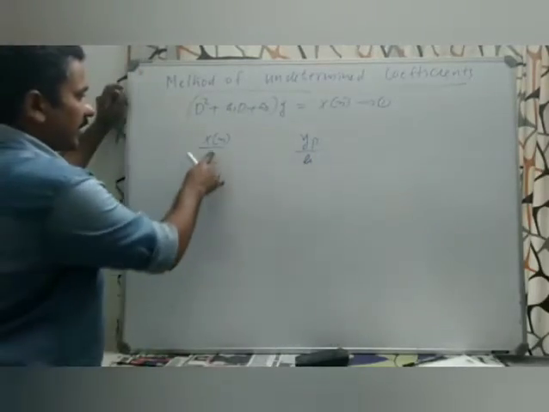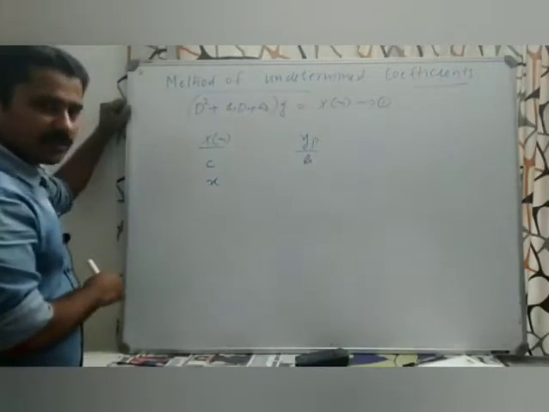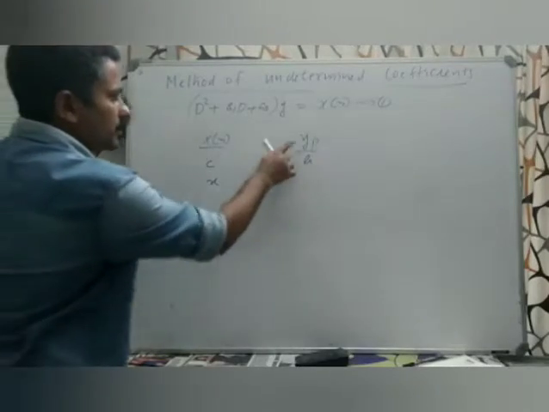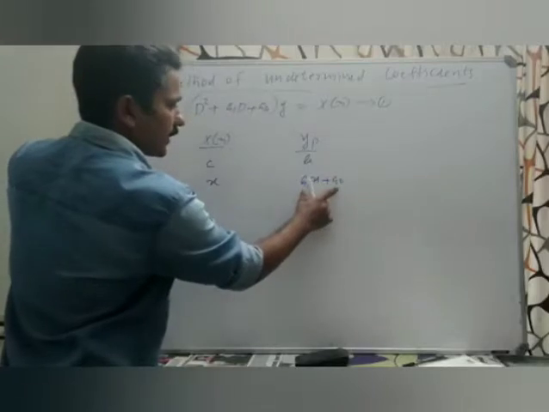All right, and if X of x is another function, like just x, a polynomial function of degree 1, then its particular integral is of this form, a1x plus a0.